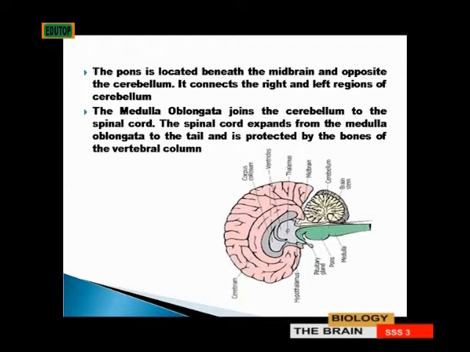The pons, that's the second part of the hindbrain, is located beneath the midbrain and opposite the cerebellum. It connects the right and the left regions of the cerebellum. That's what the pons does. It connects the left side and the right side of the cerebellum together. Then the third one is the medulla oblongata. It joins the cerebellum to the spinal cord.